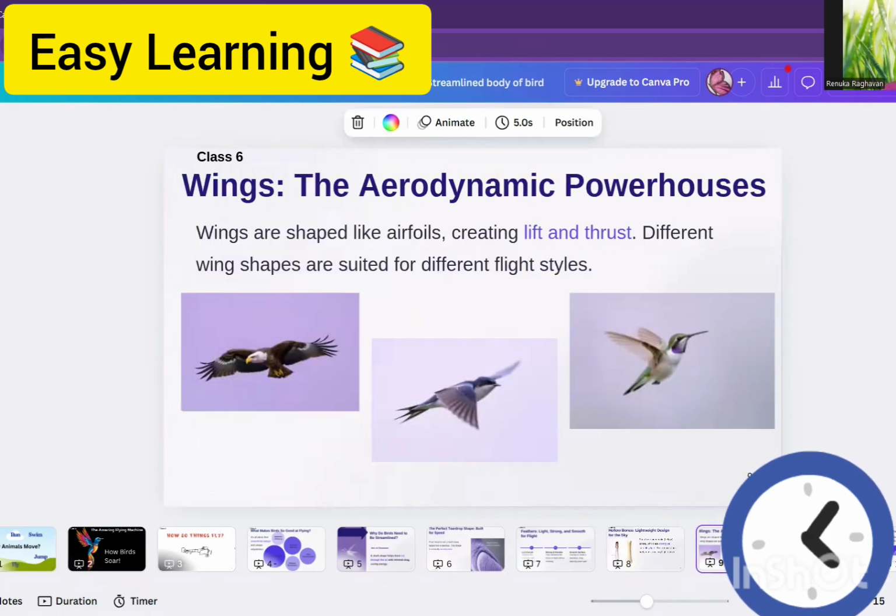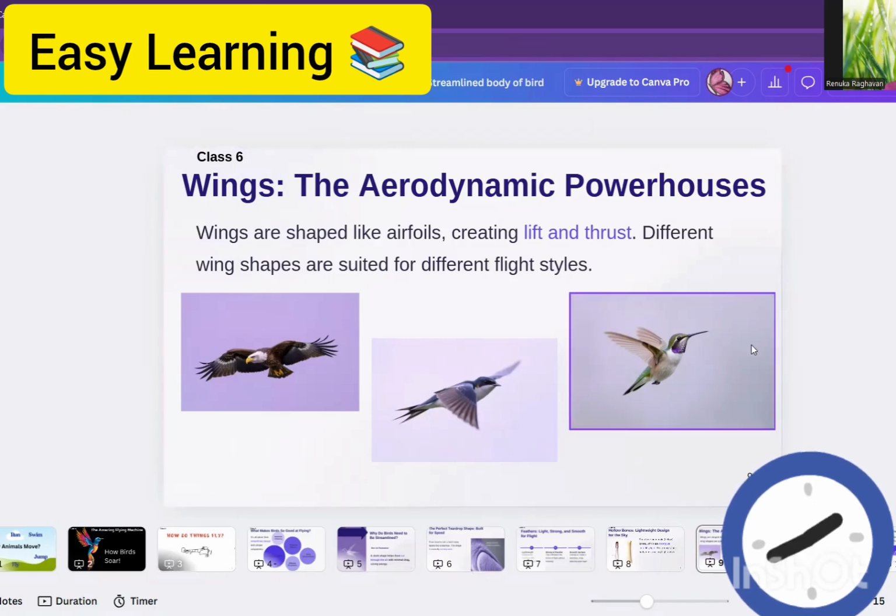And the next is, different birds will fly in different ways because of the wings. So the wings should have various power, and should be like airfoils, creating lift and thrust, and also the drag and the weight. All four forces should be balanced when they fly, so the wings should be more aerodynamic.